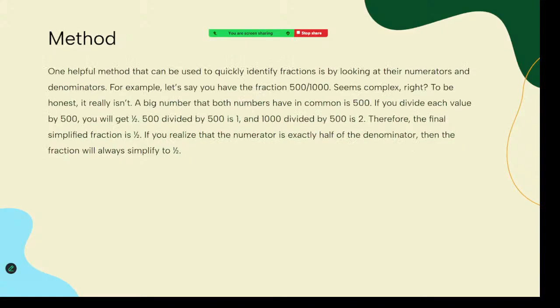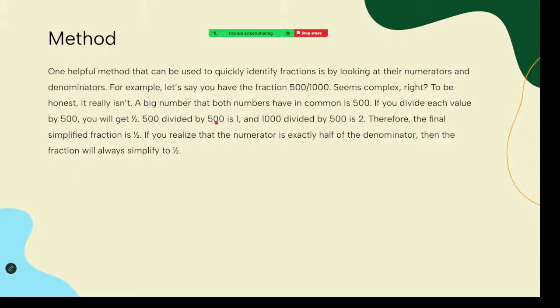So, one helpful method that can be used to quickly identify fractions is by looking at their numerators and denominators. This seems complex, right? To be honest, it really isn't. 500 divided by 1000 may seem hard because it has such big numbers. But big numbers doesn't mean it's hard to compute. As you can see here, 500 and 1000 have one big common factor. It's 500. If you divide each value, meaning the numerator and the denominator, by 500, your simplified version will be 1/2.